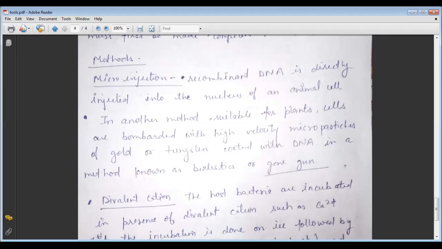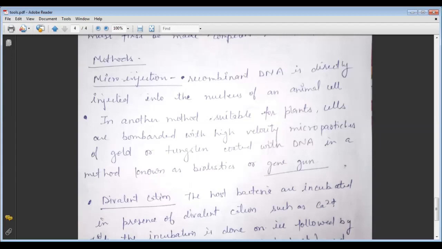So this method is called the microinjection method. And another type of method is the biolistic method, or it is called the gene gun. So in this method, which is suitable for plant cells, they are bombarded with high velocity microparticles of gold and tungsten coated with the DNA. So this is the gene gun method.